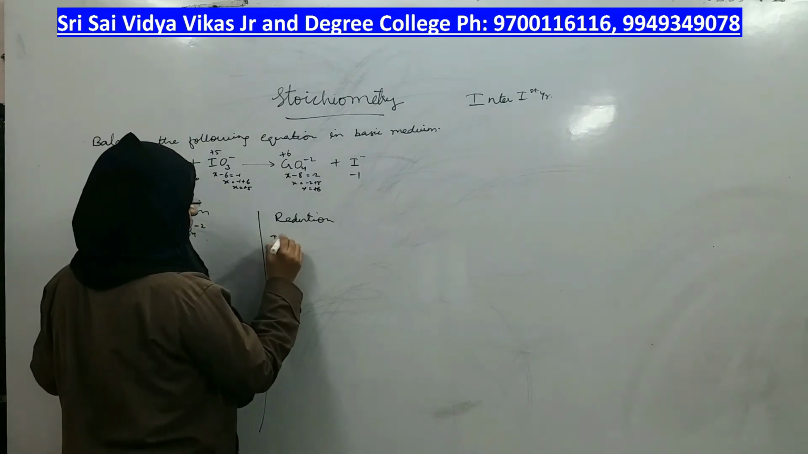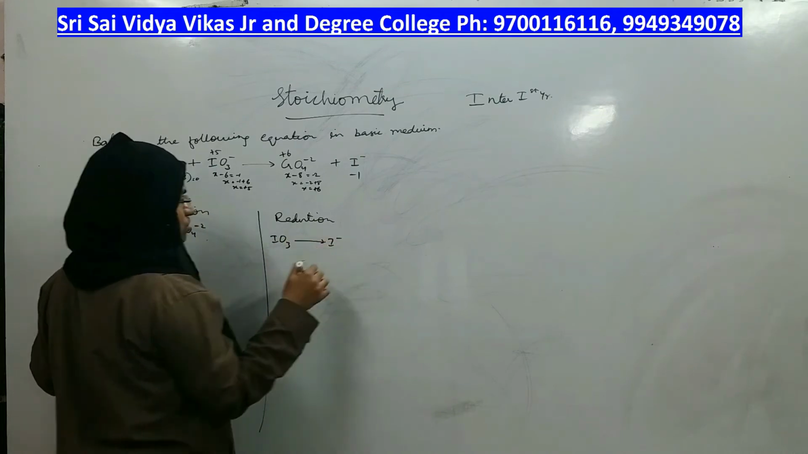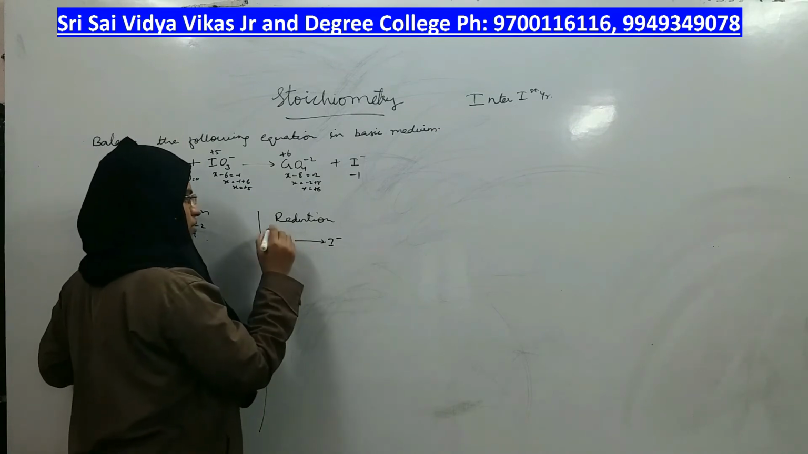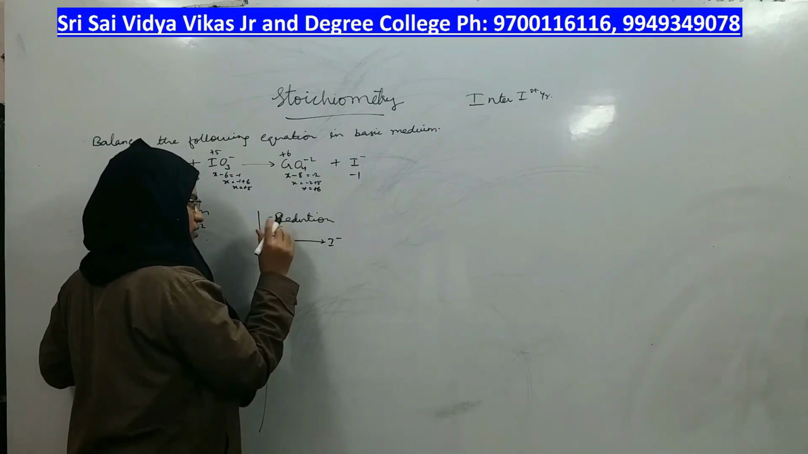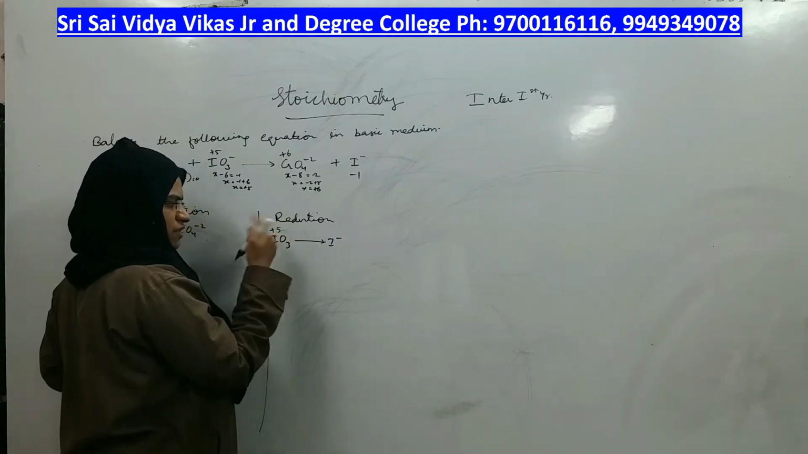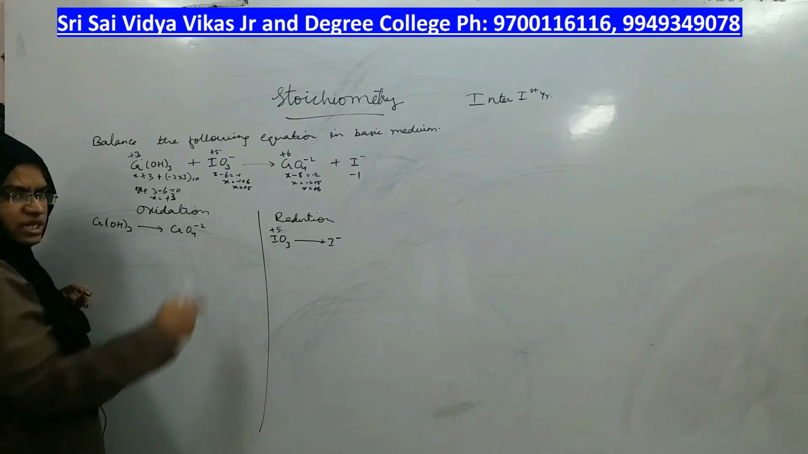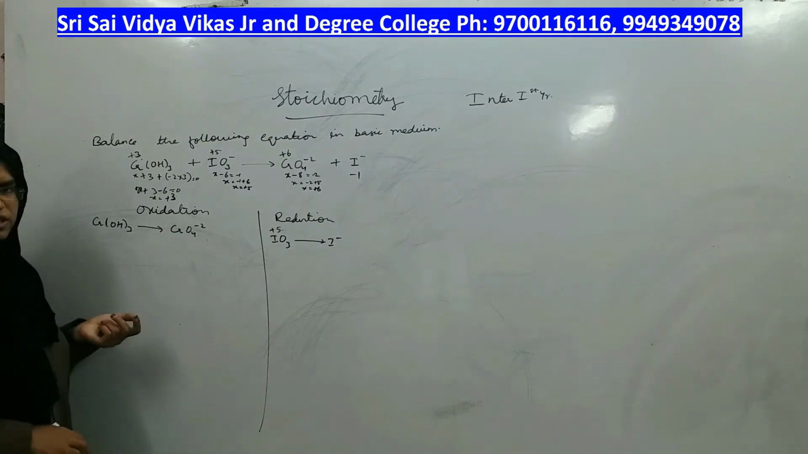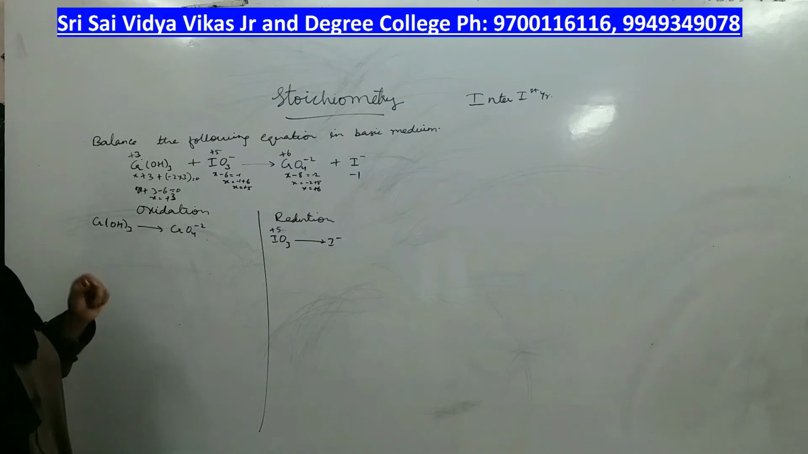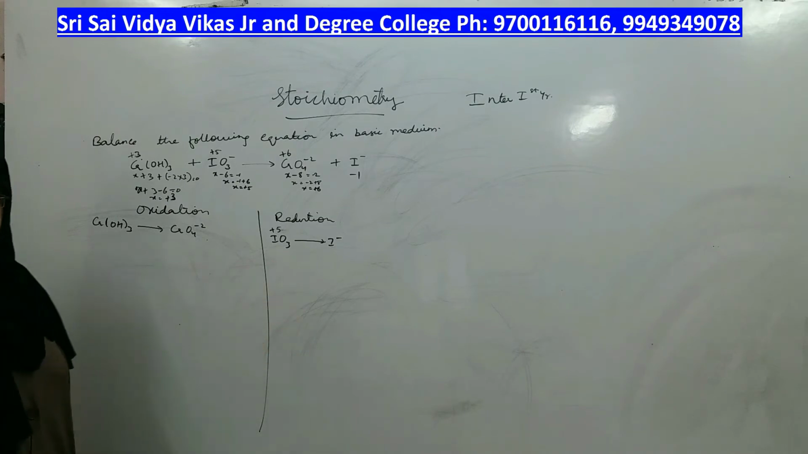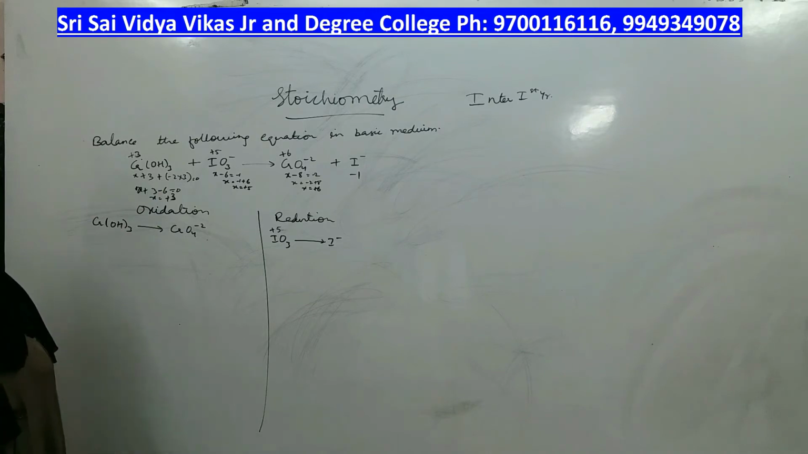Plus 5 means 5 electrons are less in iodate and 1 electron is extra in iodide. That means it gained 6 electrons to become iodide. After gaining 5 electrons it became neutral, and after gaining 1 more electron it became iodide. That means it is gain of electrons, which is reduction. Now you have segregated the oxidation part and reduction part. Now we have to balance the oxidation half reaction and the reduction half reaction separately. After balancing both of them, you combine both and get the final equation.